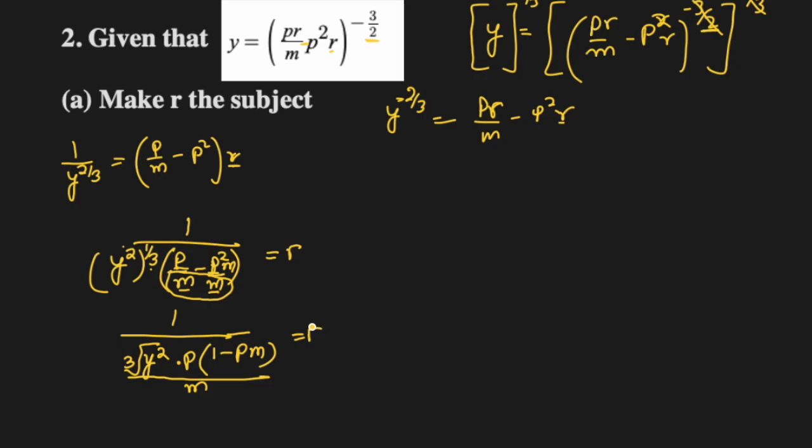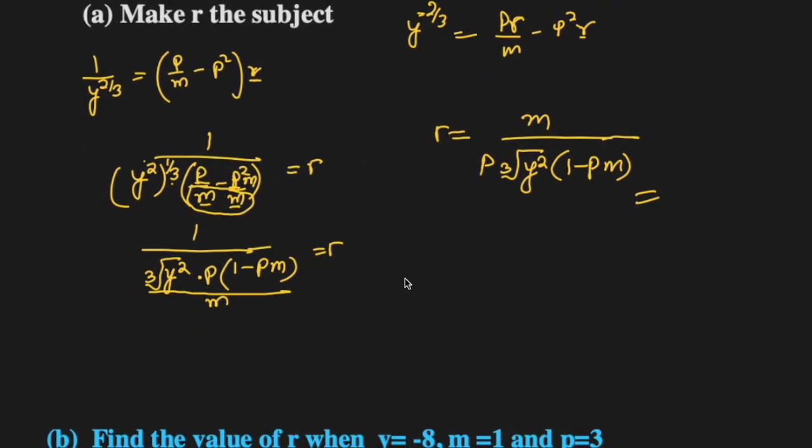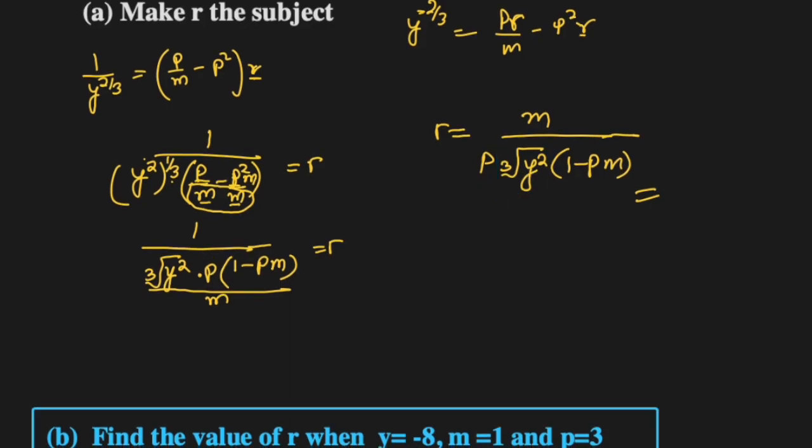equal to R. But again, a denominator inside a denominator is not okay, it becomes numerator whenever there is a denominator inside denominator. So finally our R will be M over cube root y square P, let's write P in front here, 1 minus P M. This is the final isolation of R. Alright, what is the next part saying? Next part saying find the value of R when y is minus 8, M is 1, P, everything is there, so we can substitute the values one by one.